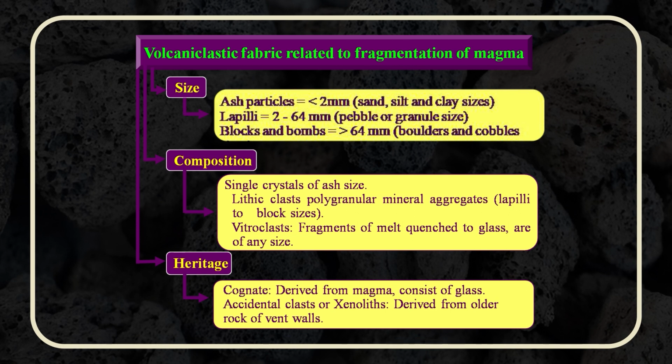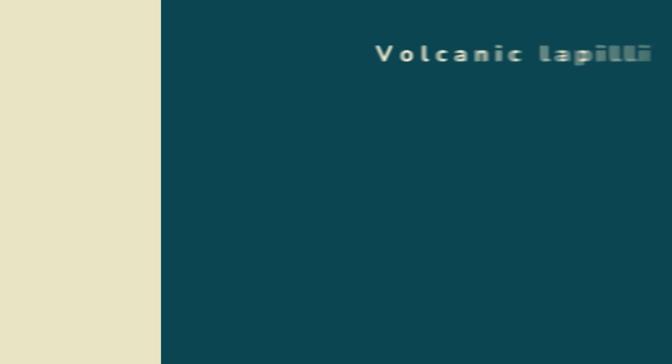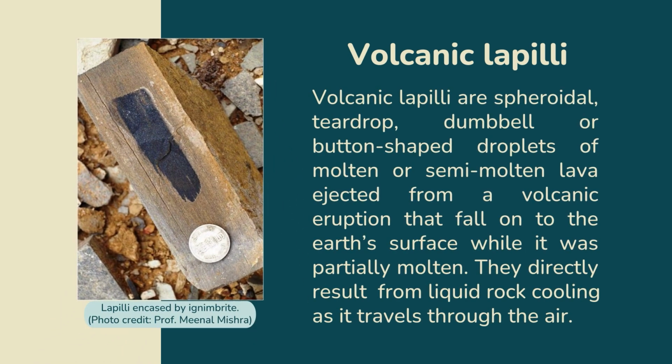Composition wise we can also classify volcaniclastics into lithic or vitroclastic. Lithic means clasts that are polygranular mineral aggregates, lapilli to block size, whereas vitroclasts are fragments of melt quenched to glass, of any size. Heritage, or origin wise: cognate, derived from magma, consists of glass; accidental clasts or xenoliths are derived from older rock or vents. Here is a photograph which shows a volcanic lapilli.